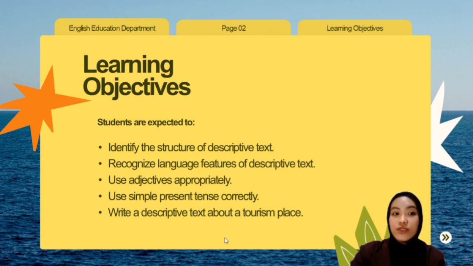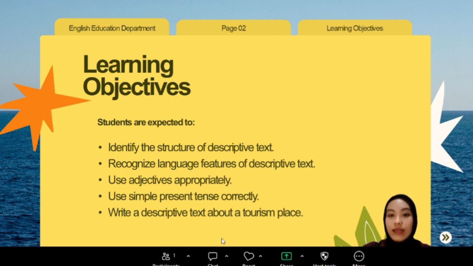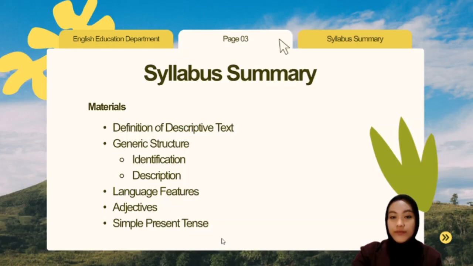In addition, students should be able to write a descriptive text about a tourism place using the correct structure and language feature. This objective focuses not only on students' understanding of the theory, but also on their ability to apply what they have learned in a real writing text. And the next slide is about syllabus summary.